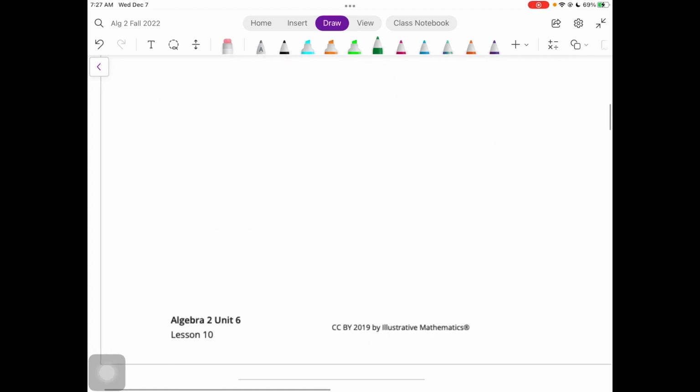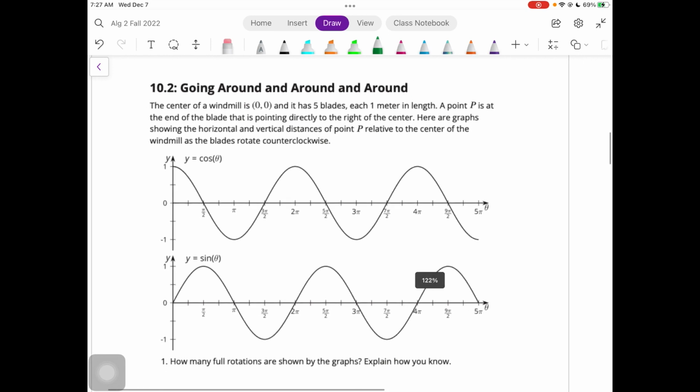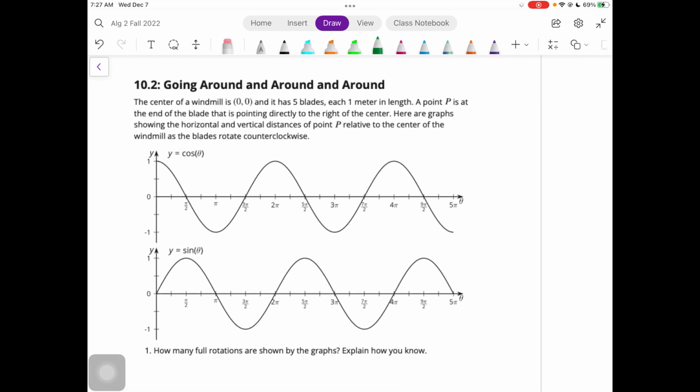All right, let's take a look at 10.2, going around and around and around. The center of a windmill is at (0, 0), and it has 5 blades, each 1 meter in length. A point P is at the end of the blade that is pointed directly to the right of the center. So we have a windmill, and it's going to look something like this. Pretend those are blades, right? There's 5 blades. Each of those is 1 meter.